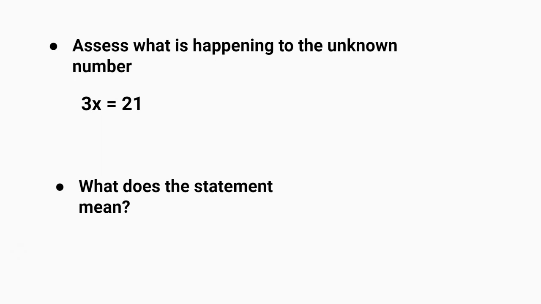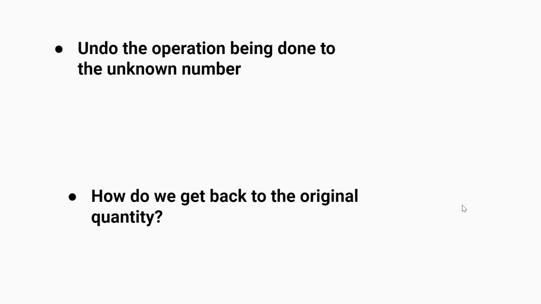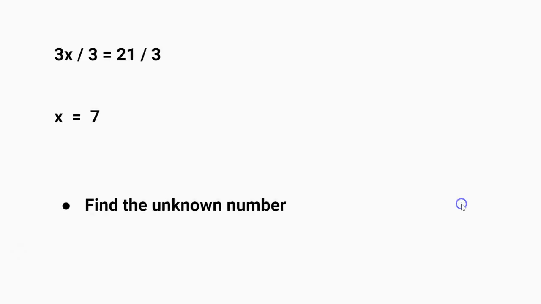So what we want to do next is walk that backwards. We want to undo the operation being done to the unknown number. How do we get back to the original quantity? How do we get back to our original x? If we have 3x equals 21, then we know we have our unknown number x multiplied by 3. And if we wanted to get back to that original number x, we want to do what would get us back to that x, which would be dividing by 3.